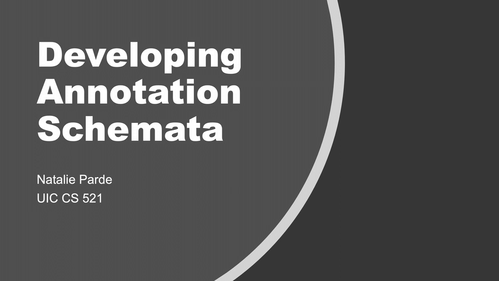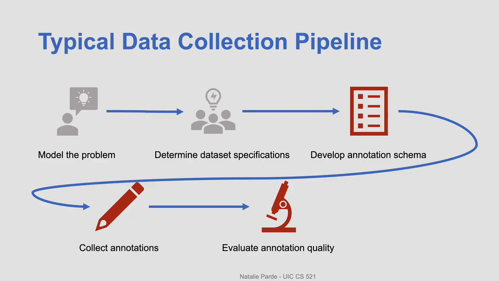This video discusses the process for developing annotation schemata. It covers defining annotation categories and writing annotation guidelines, and works through a case example to more concretely illustrate how this might work. This video is the third video in a series of videos covering the typical data collection pipeline, focusing on developing annotation schemata.